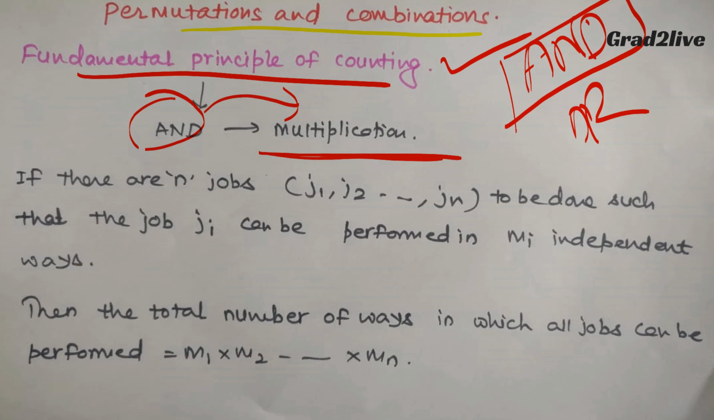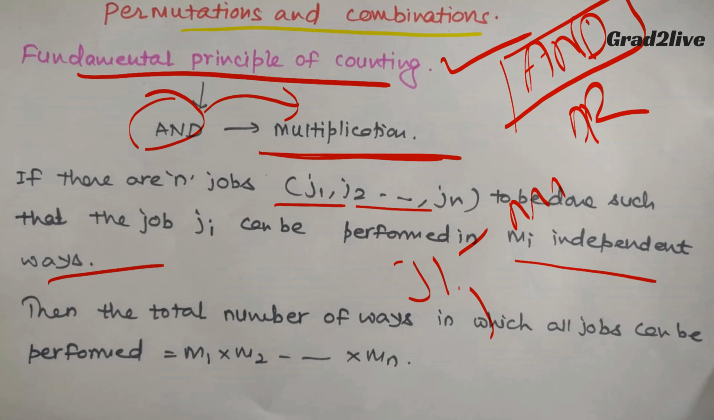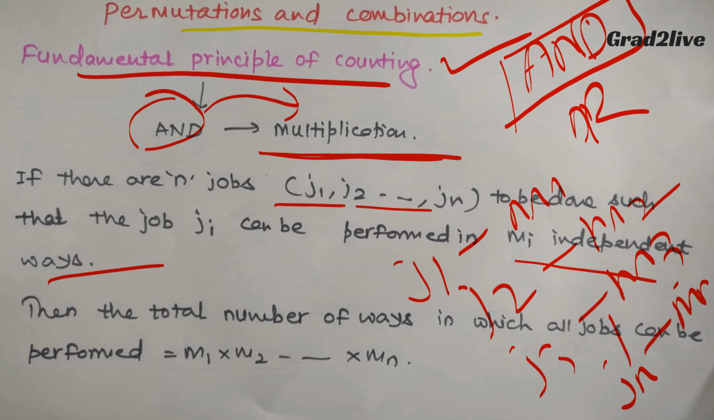So the statement says, if there are n jobs, say j1, j2, and so on up to jn, which are to be done such that ji, that means any j term, either j1 or j2 or j3 up to jn, can be performed in mi independent ways, right? Means j1 can be performed in m1 independent ways, j2 can be performed in m2 independent ways, j3 in m3 independent ways, and so on. jn can be performed in mn independent ways, right? Independent is one word which is again very important over here.